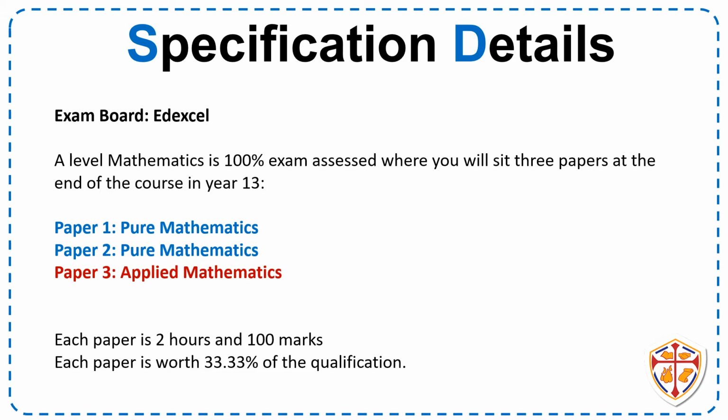In maths, we study from the Edexcel exam board. The A-level is 100% exam assessed, so this means no coursework is required to be completed. You will sit 3 papers at the end of year 13. Paper 1 and paper 2 are pure mathematics, and paper 3 is applied mathematics. Each paper is 2 hours long and worth 100 marks. Each paper is worth a third of the qualification, so they are equally weighted.